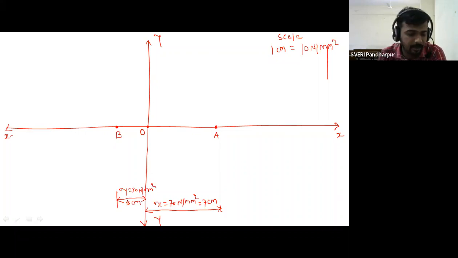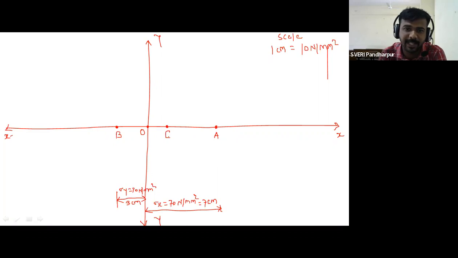So take the center of AB, that is point C. From A to B, the total distance is 10 centimeter. So take the center of AB as 5 centimeter, 5 centimeter from point A, 5 centimeter from point B. So locate this point as C, and by selecting the center point C, draw one circle which passes through the points B and A.